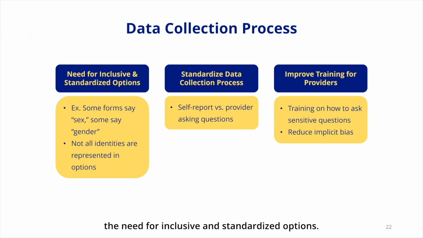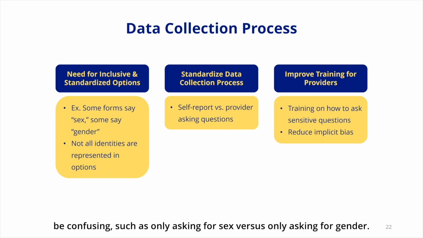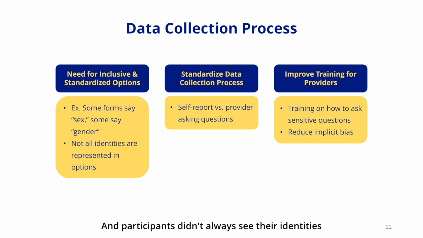Participants called for the need for inclusive and standardized options. They pointed out that some forms can even be confusing, such as only asking for sex versus only asking for gender. And participants didn't always see their identities represented in the options. So how do you answer the questions?